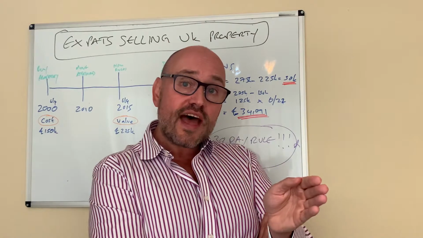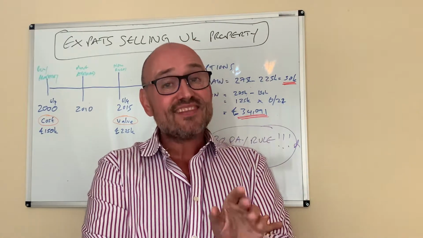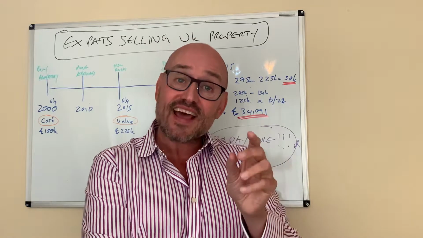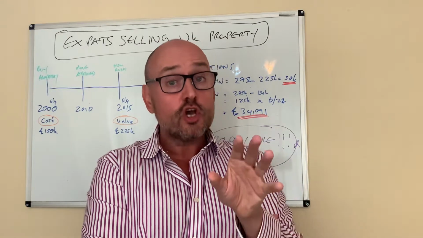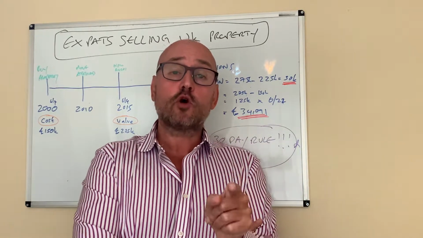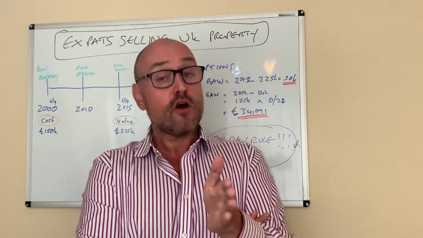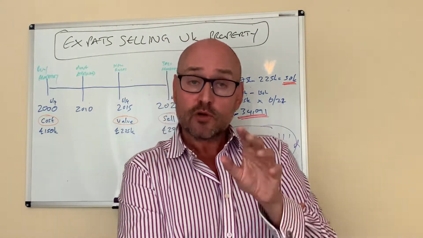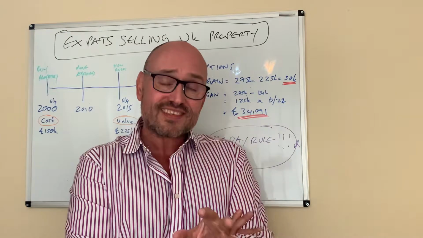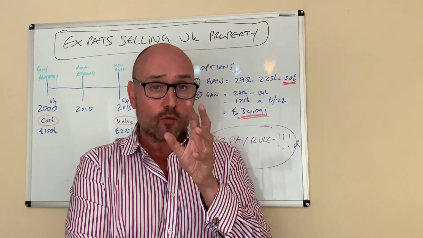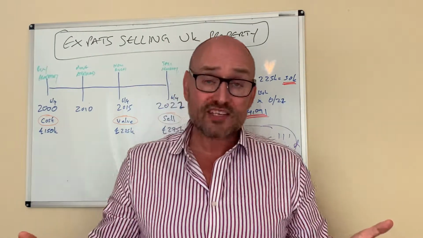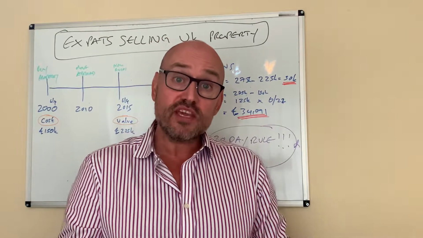Fast forward then to 2019, they expanded the scope of that to say that the rule applies not only to UK residential property, but also to UK commercial property for any expats living overseas. But today's video, we're going to concentrate on the residential property, so the buy-to-let property, and basically working out what is the gain.